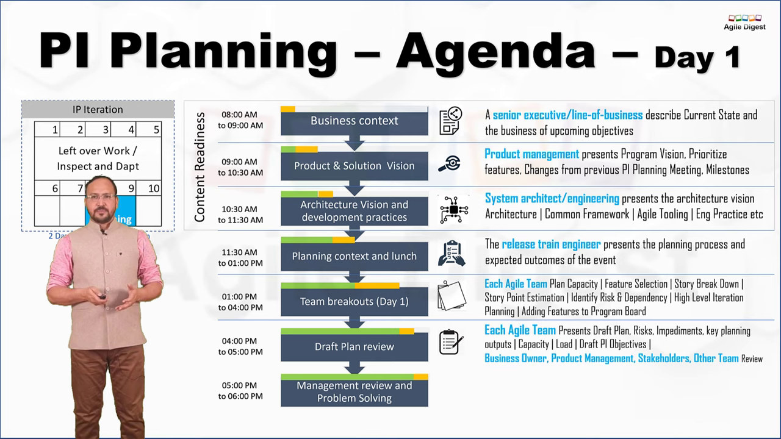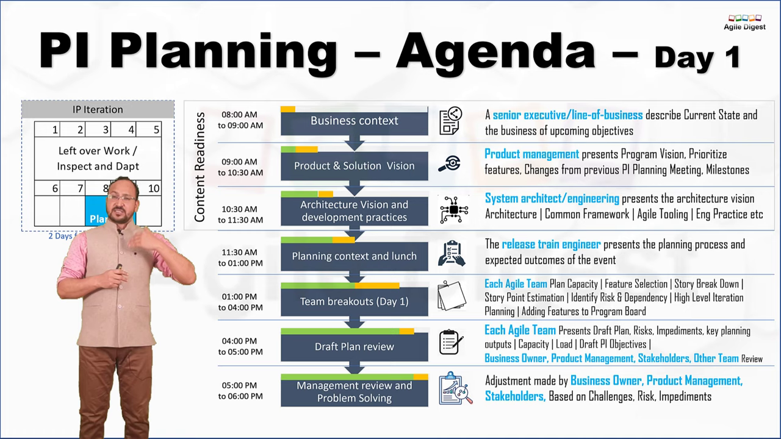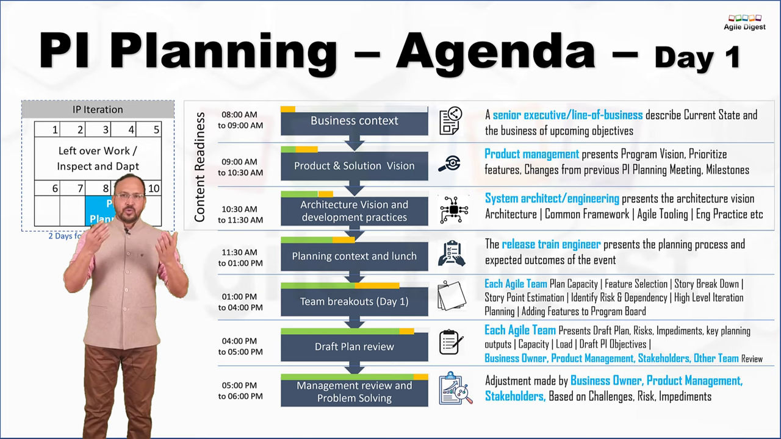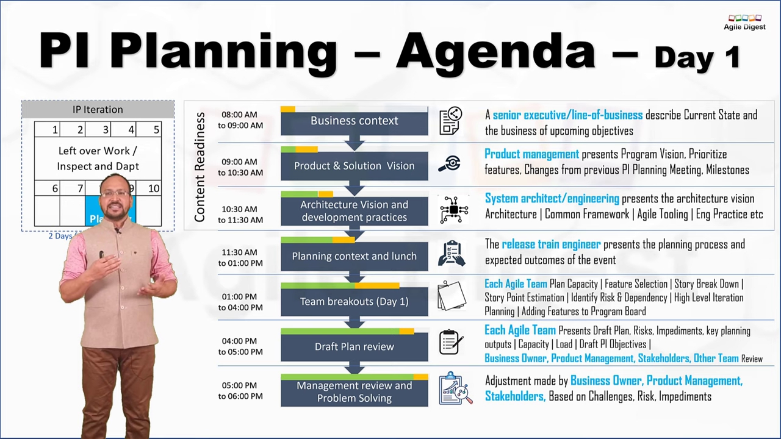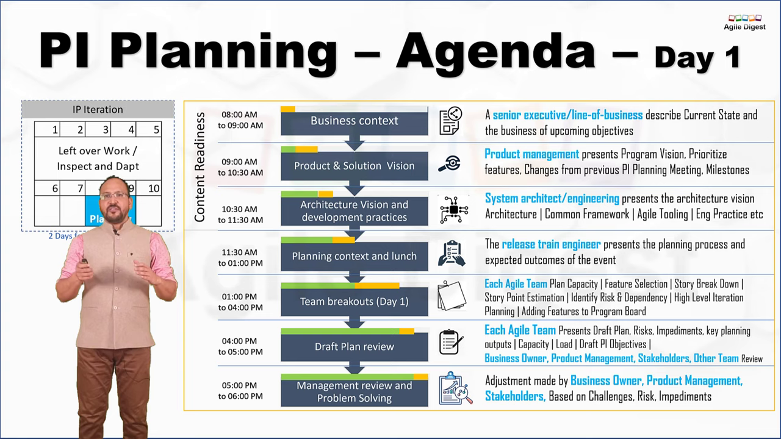And the last step of day 1 is adjustment made by business owners. Because in the previous step, the team demonstrated and the business owners and stakeholders reviewed it, now it is time to make any adjustments if needed. Now let's go into a deep dive of this particular plan, all these seven steps we have, and what exactly we are doing under each step. Let's try to understand that.